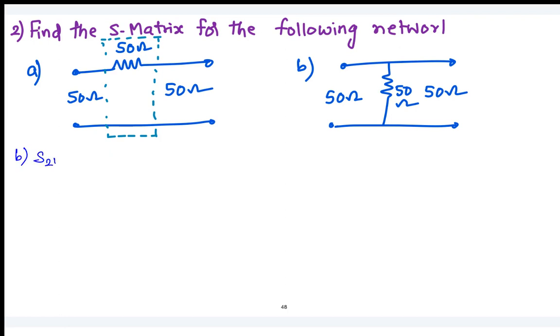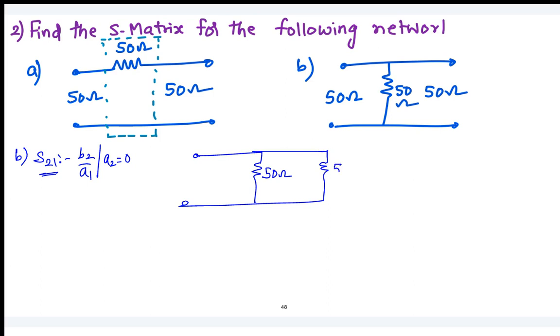Even when you are calculating S21, it is the ratio of B2 by A1 provided A2 is equal to 0. So for that also, we have to terminate the load impedance with 50 ohms. So we'll have an incident wave here and a reflected wave. In this case, your A2 will be 0 and you are having only the value of B2. This is your voltage at port 1 and this is your voltage at port 2. It's a basic simple network. You can find that out.